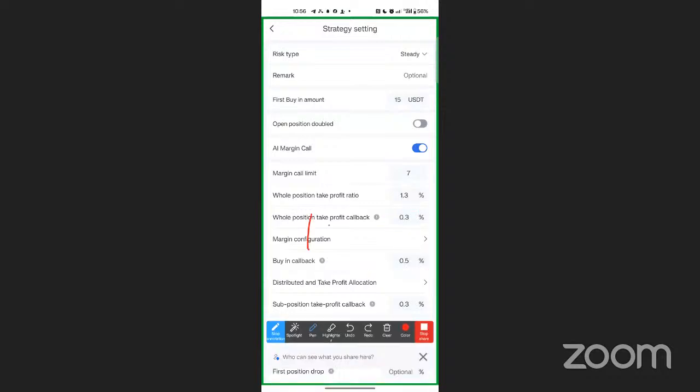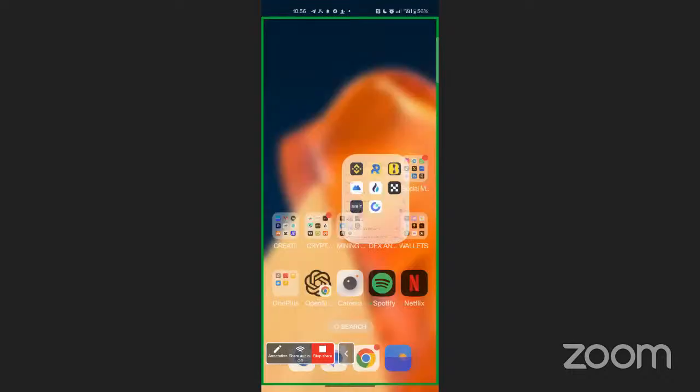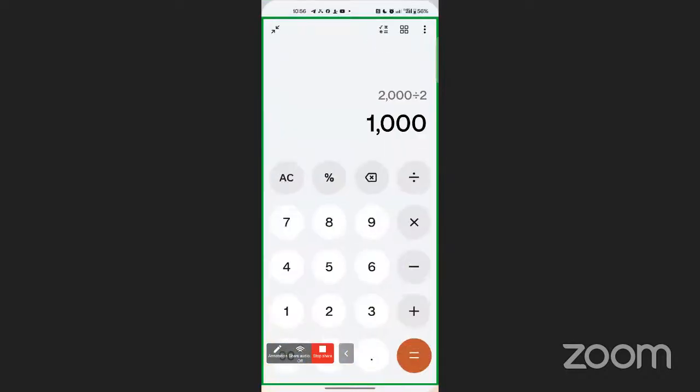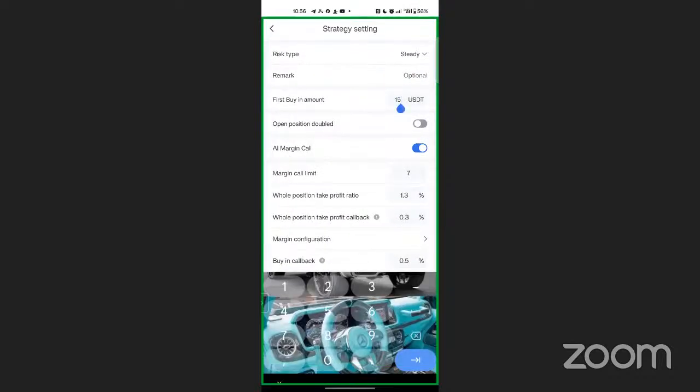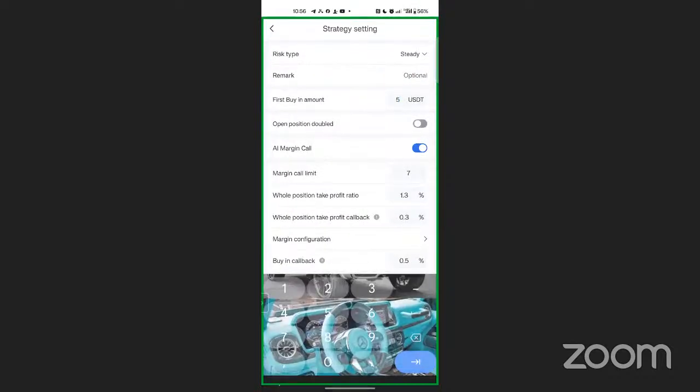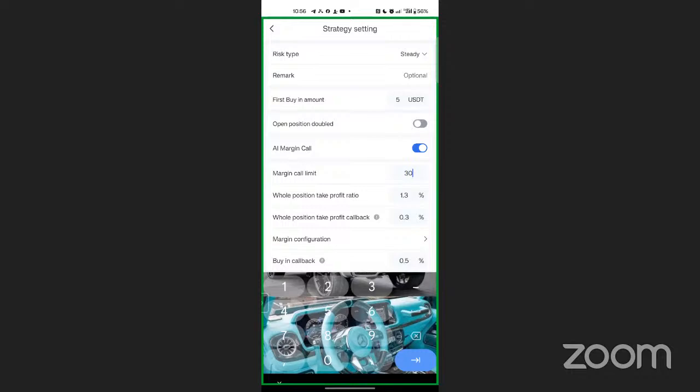So 150. I divide my 150 by 5 because I have very little. I come here on the calculator, 150 divided by 5, and I get 30 margin calls. So my first buying amount will be 5. The margin calls are 30.